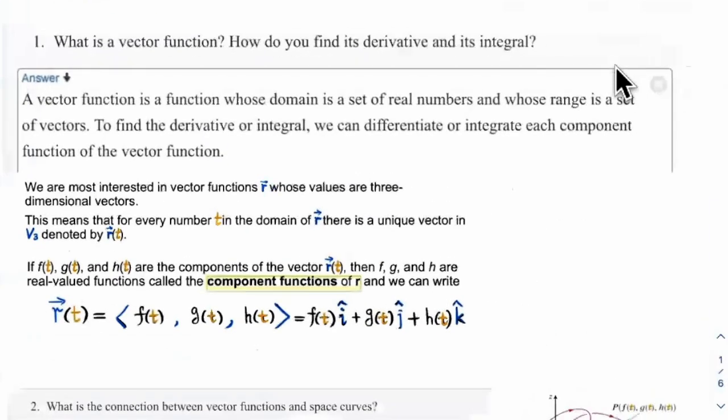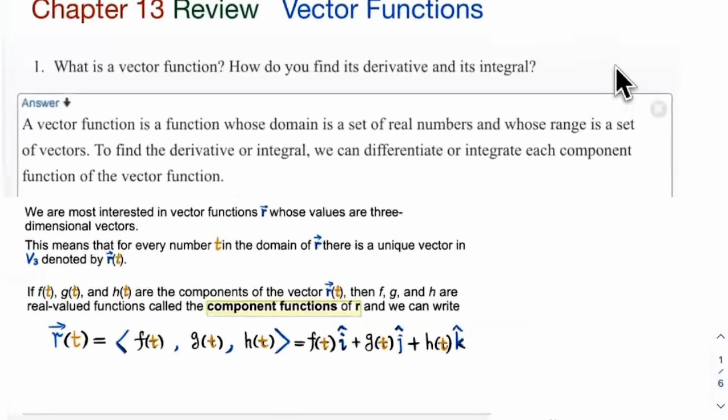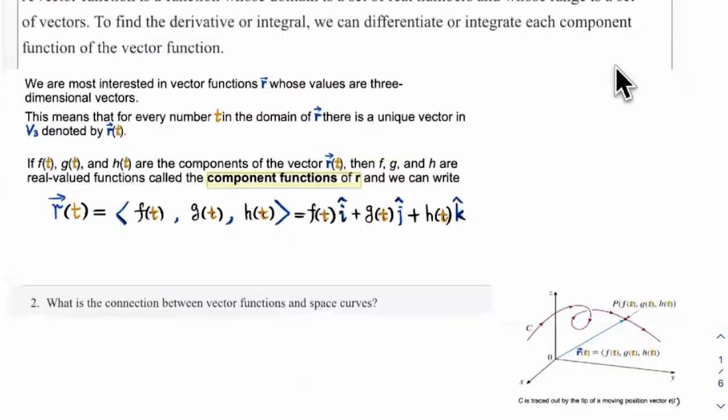So a vector function is a function whose domain is a set of real numbers, but the range is a set of vectors. So the output of a vector function will be vectors. When you find the derivative, you just differentiate each component function. And when you find the integral, you just integrate each component function, right? That's called a component function, by the way.